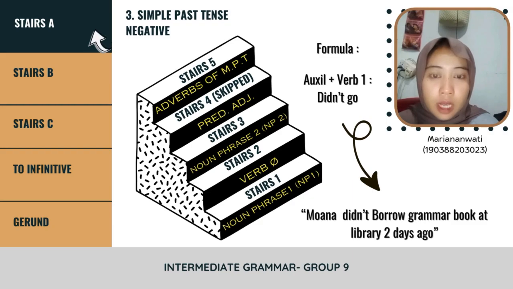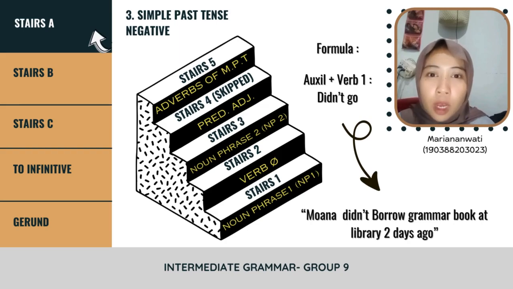So the next slide, I will explain about simple past tense negative. Simple past tense negative have one formula. The formula is auxil plus verb one or didn't go. And simple past tense negative have five stairs. The stairs one is noun plus one. Stairs two is verb. Stairs three is noun plus two. Stair four is predicate adjunct.